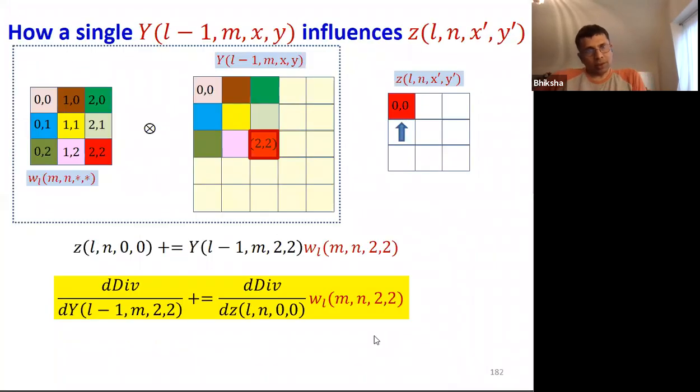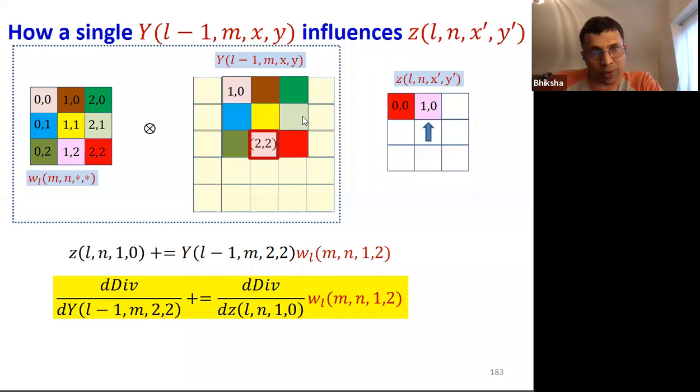Okay. Now, consider this 2, 2 element, right? So Z00 was obtained in part by multiplying Y22 by W22. So the derivative for Y22 has its additive contribution, the derivative at Z00 times W22. So the derivative at this location times the weight whose index is shown by the color. This is where the colors come in. That's the 2, 2 index, right?